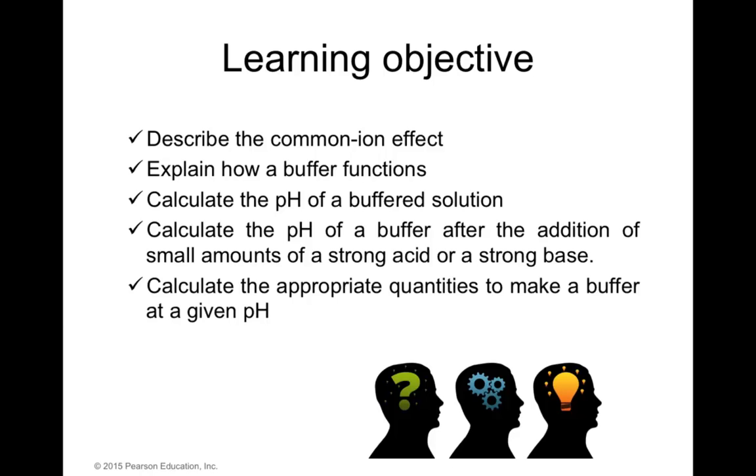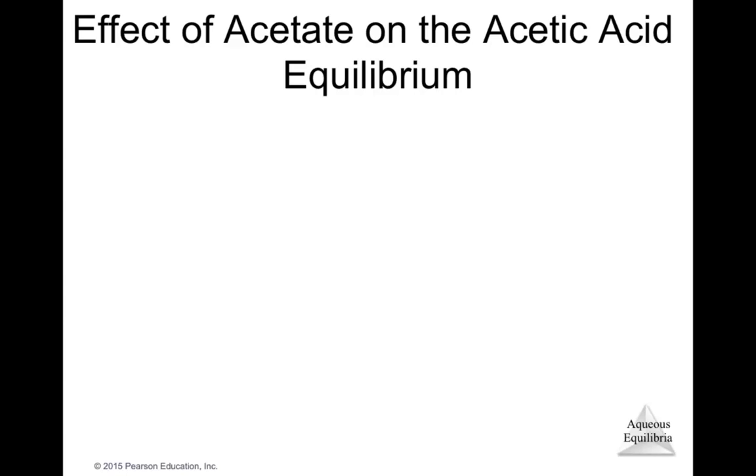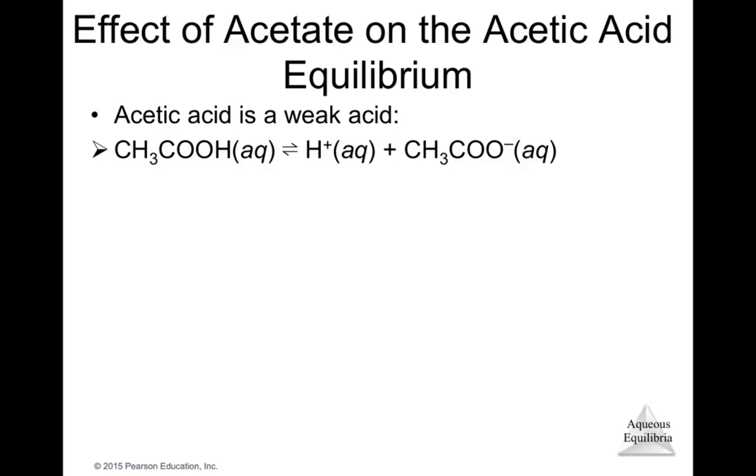So let's talk a little bit about the point of equilibrium that we talked about in the previous module. And let's see the effect of acetate on the acetic acid equilibrium. The acetic acid equilibrium is basically you have this weak acid, acetic acid here, and at equilibrium it will produce a proton because it's an acid, and an acid will give a proton, and you will have the conjugate base that in this case is the acetate.